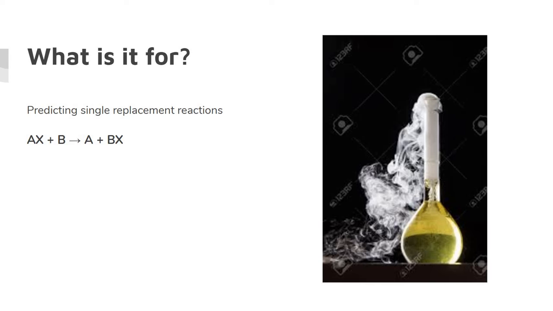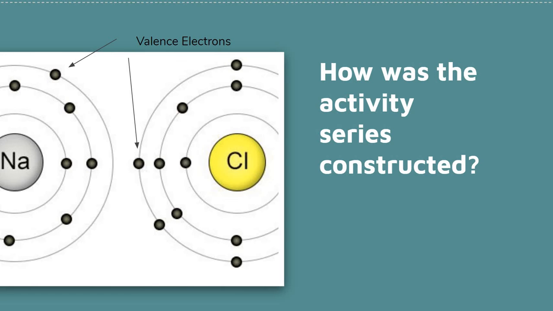A single replacement reaction is when a compound reacts with an element to form a different element in a different compound. The activity series can be used to predict whether or not this reaction will happen. For example, if A was more reactive than B, then B would not replace A, and then we would see no reaction. In this example, we see silver hydroxide reacting with aluminum. Because aluminum is more reactive than silver, we will see silver hydroxide and aluminum react to form aluminum hydroxide and silver.